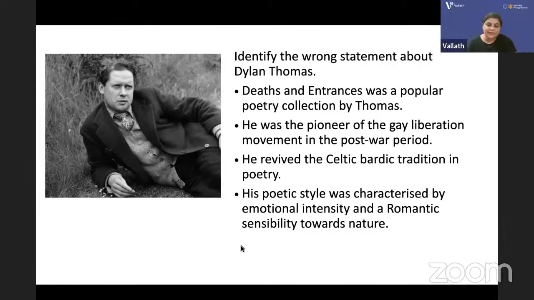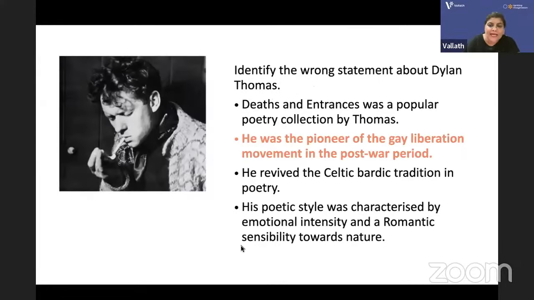It's wrong, yes, I think. There was a poet in the 30s. In the 30s, poets. There was a poet who was a pioneer of the gay liberation movement. Do you know? It was Christopher Isherwood. I guess so. I think it was Christopher Isherwood who pioneered the gay liberation movement. Right. So maybe that is the wrong statement.